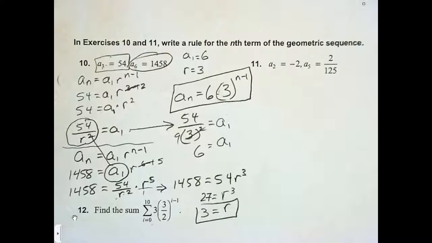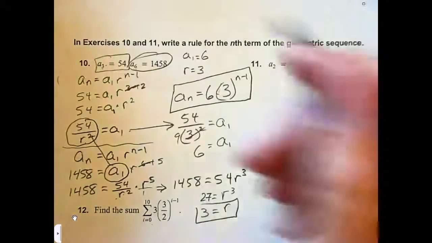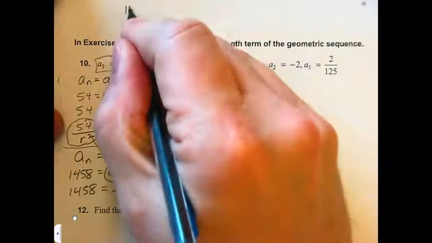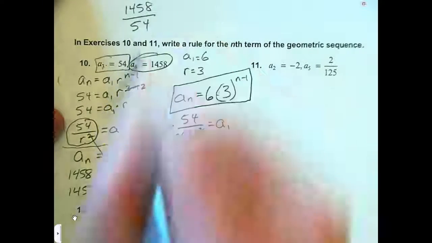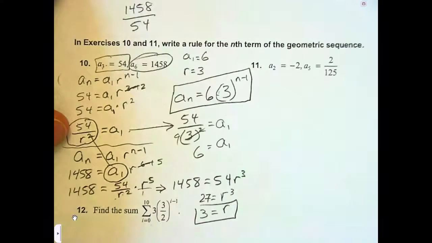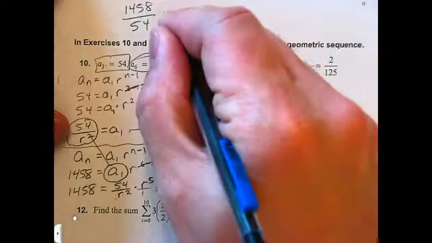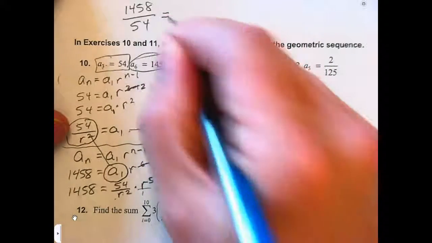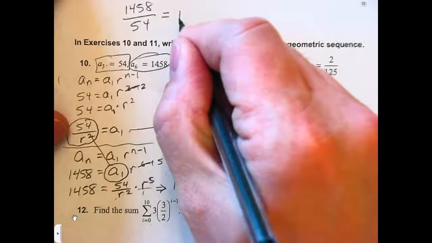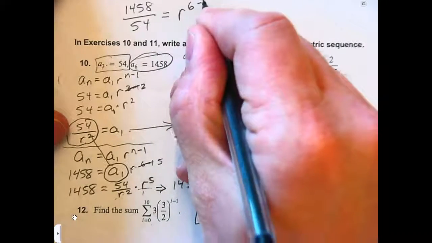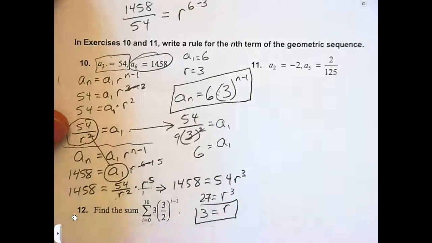Let's hear your way. Okay, so what I did to find r was I took a to the 6, so I took 1,458 and I divided it by the 54, and then I cube rooted it, like I took the cube root. How did you get the cube root? Because the difference was 3, and so since the difference was 3 from there, then I knew that I'd have to take the cube root because then it would just be multiplying by 3 each time.